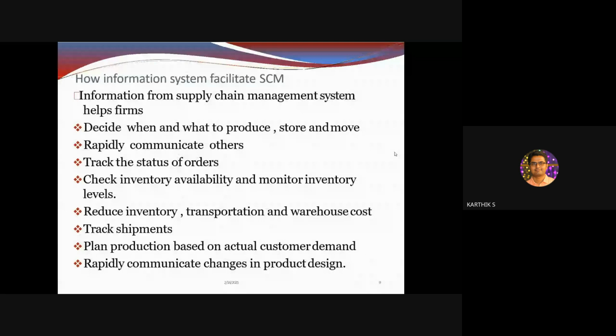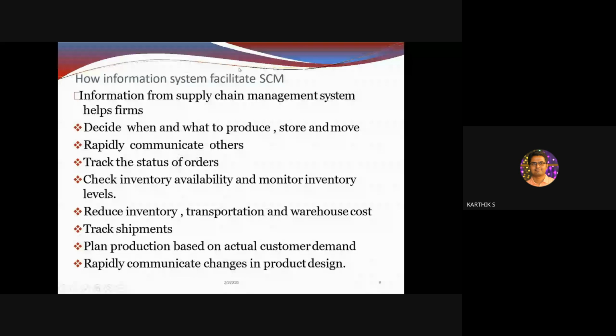So as I said previously, the information system is built in such a way that it supports supply chain management, to highlight where the product is, at what stage the product is, and whether it will be delivered on time. If not, then what steps have to be taken. So these are the processes and support that IT brings into the SCM.